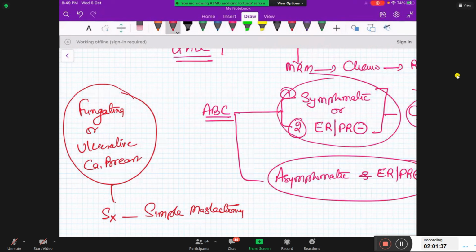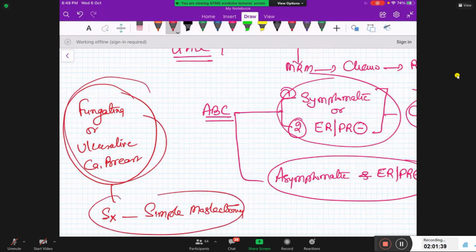Understood? So only in these two situations we will do this surgery, and after doing this surgery, if the patient is symptomatic or ER, PR negative, we'll give chemotherapy. If the patient is asymptomatic and ER, PR positive, hormone therapy. Right? Hormone therapy. Got it?